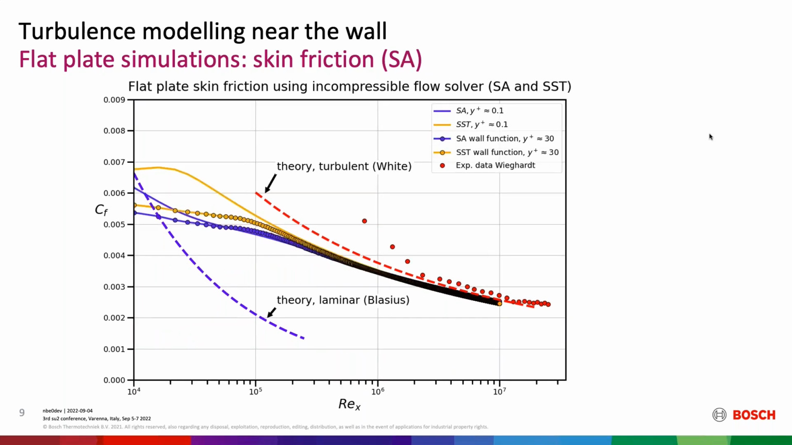And now wall functions were also implemented for the Spalart-Allmaras model. In this comparison, we see in blue the SA model, and in orange the SST model from the previous slide. And the solid lines are the wall resolved simulations with y plus is 0.1. And then the lines with the markers are using the wall functions with a y plus of 30. And we see that also SA performs as well as SST.